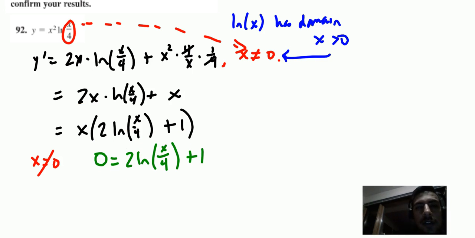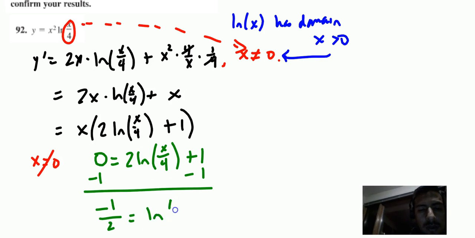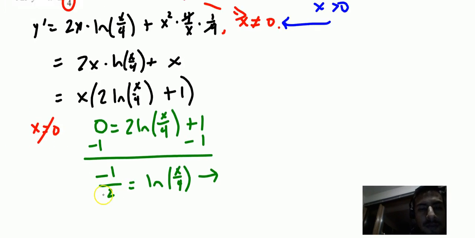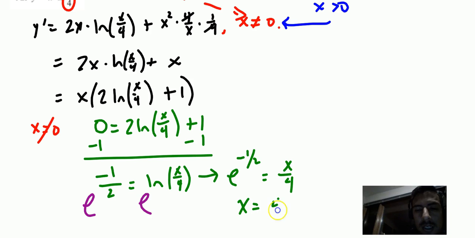And the way I solve that equation, I'm going to subtract 1. And again, this is without a calculator, so I'll subtract 1 and divide by 2 at the same time. And the way I solve for x is I have to exponentiate, which means I'm going to drop an e and make the entire equation an exponent now. So I end up having e to the negative 1/2 is equal to e to the ln cancels, so I'm just left with x over 4, which means that x is equal to 4e to the negative 1/2.